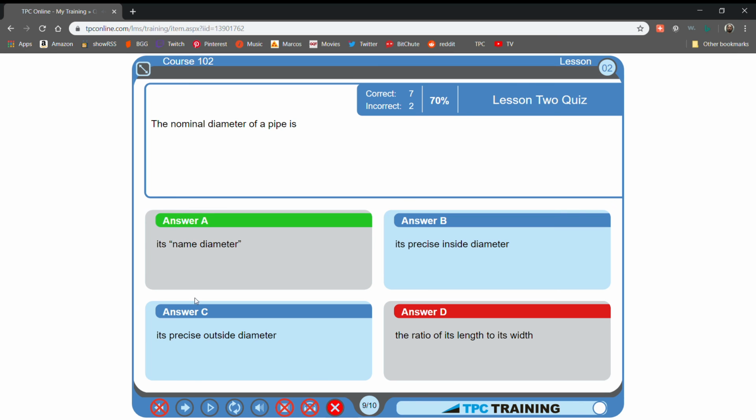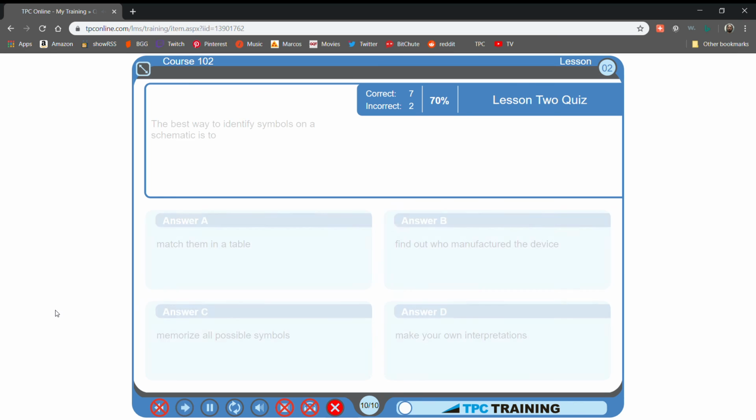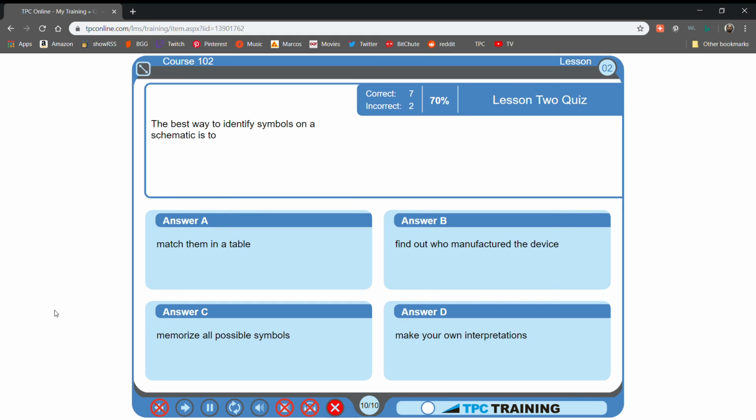The best way to identify symbols on a schematic is to A. Match them in a table, B. Find out who manufactured the device, C. Memorize.